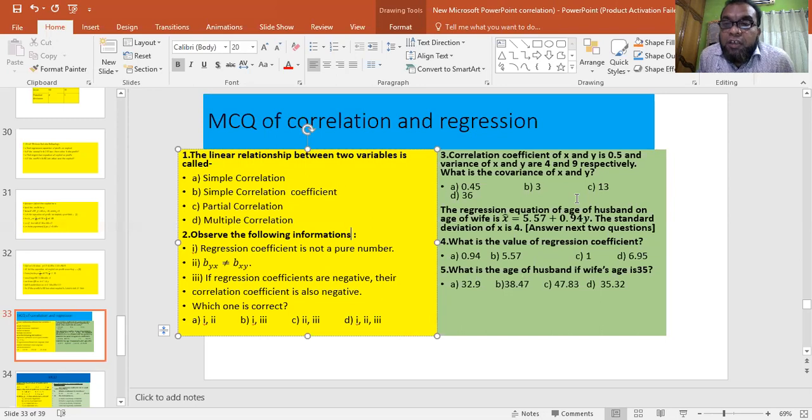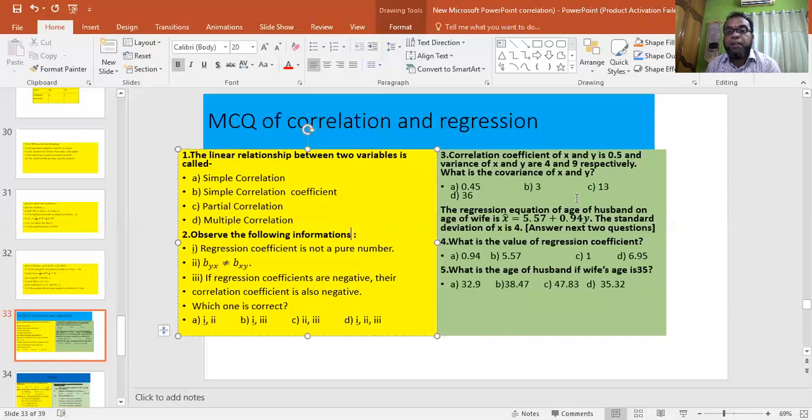From the question, you have learned so many things. The correlation coefficient of X and Y, Rxy, is 0.5. Variance of X is 4, that is sigma square X equal to 4, sigma X is 2. You have to understand everything. Variance of Y, sigma square Y equal to 9, so standard deviation of Y, sigma Y, equal to 3. So what is the covariance of XY? R sigma X sigma Y. From calculation, I will get the covariance of XY equal to 3. So the answer is B.